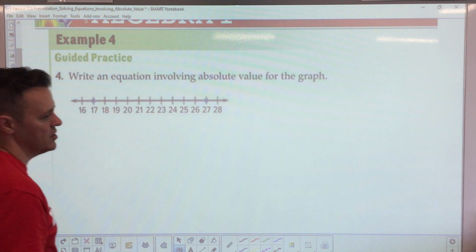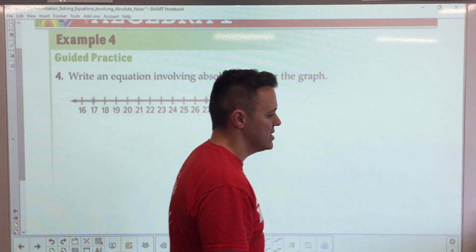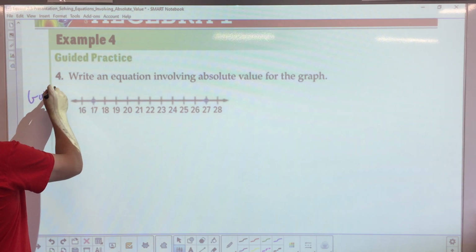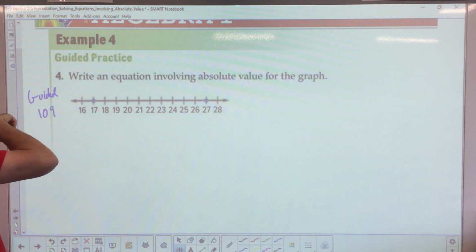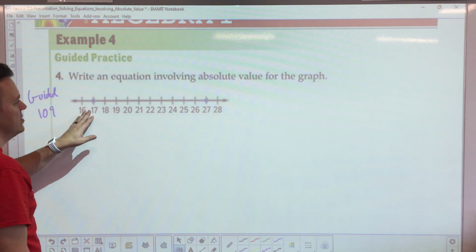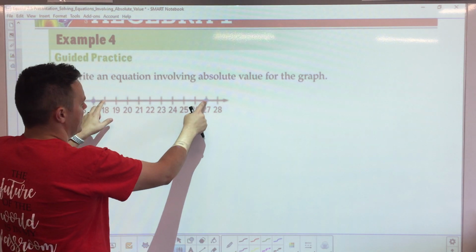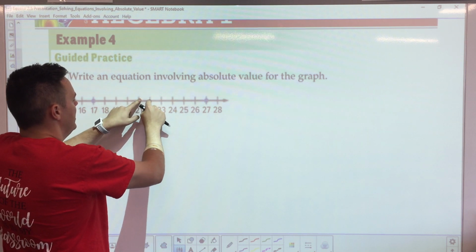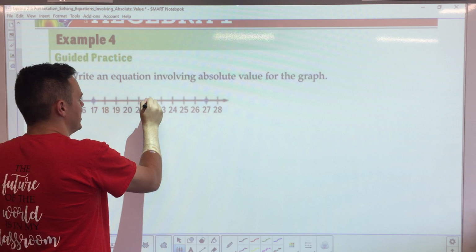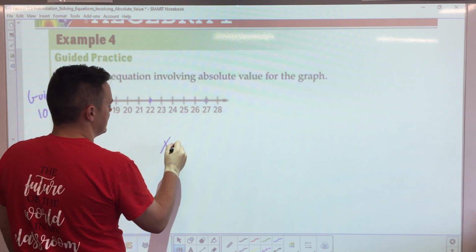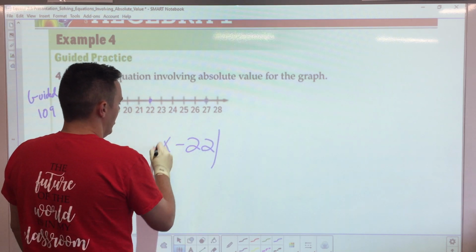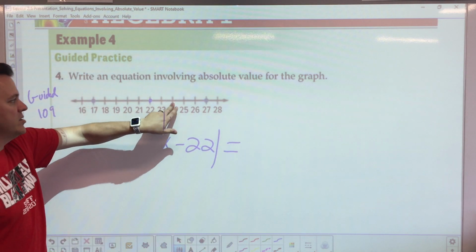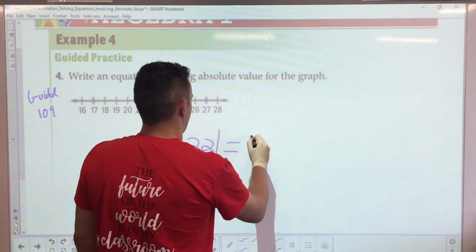All right, last but certainly not least, if you look at your book, you'll see this. This is GP for guided practice, if you want to spell it out, on 109, okay? All right, let's find the points in the middle. So it's 17 and 27. Now I could do the finger thing again. Just here, here, here, here, here, here, here, here, here. Oh, there's your point right in the middle. So we know we got x minus 22. All right, that's our point. Equals, what was the distance? 1, 2, 3, 4, 5.